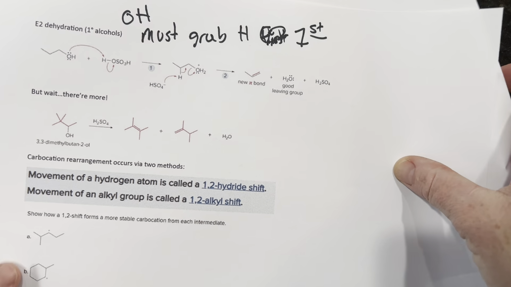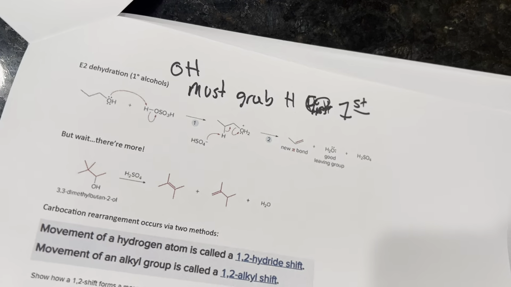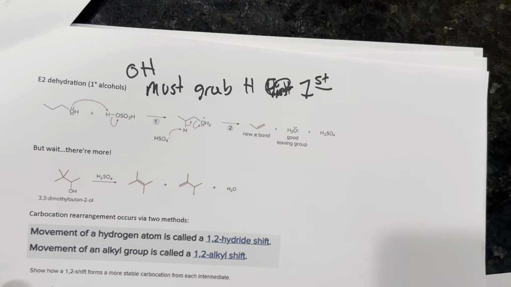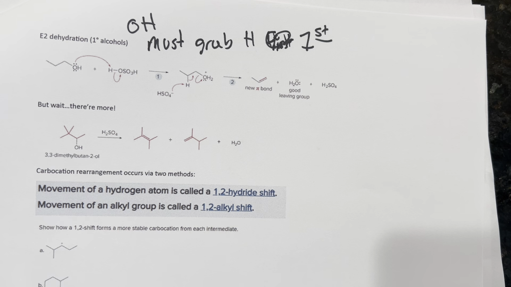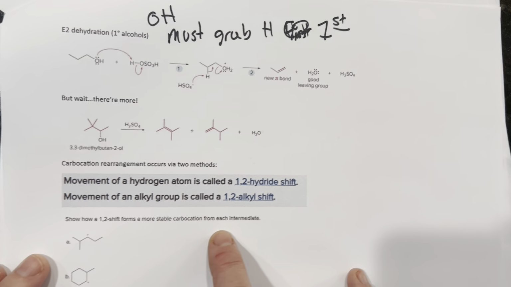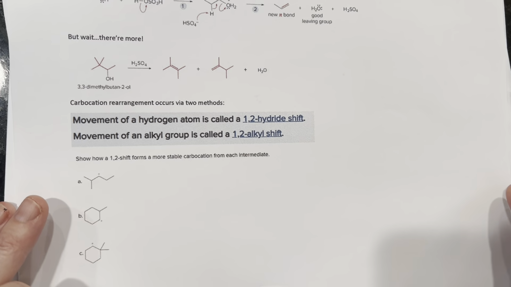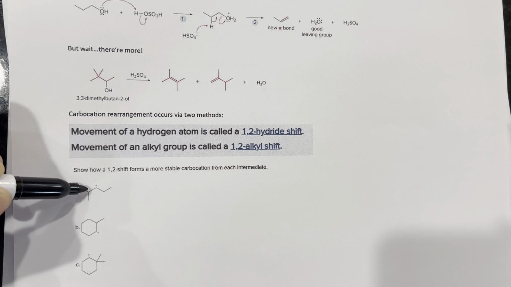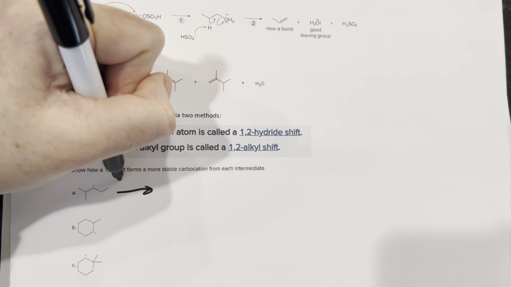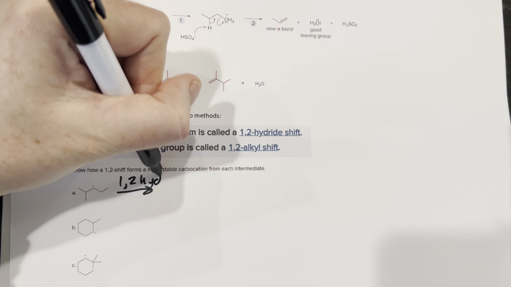All right, so it says show how a 1,2 shift via either hydrogen or alkyl group makes a more stable carbocation from each intermediate. Remember, tertiary is more stable than secondary and primary. So looking at this thing, I know that I want the carbocation to go there. So if you had a hydrogen here, it's just going to shift over there. And this would be a 1,2 hydride.